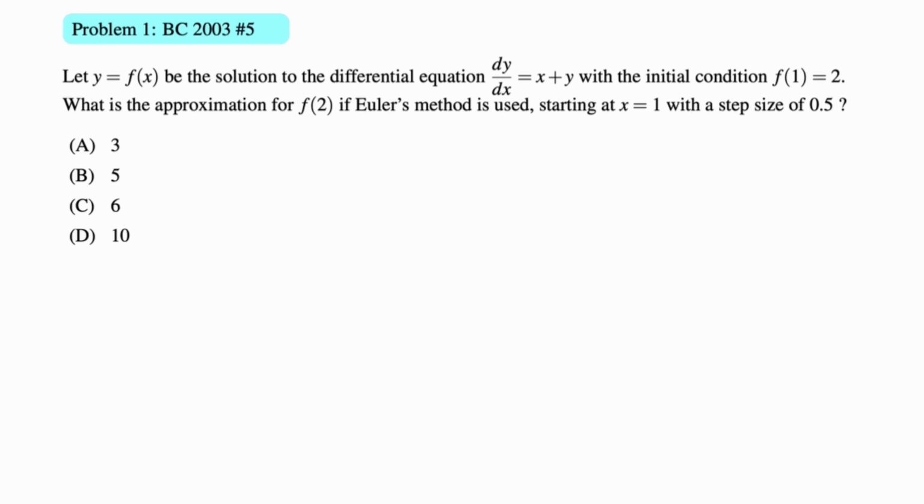Let y be the solution to the differential equation dy/dx equals x plus y with the initial condition f of 1 equals 2. What is the approximation for f of 2 if Euler's method is used starting at x equals 1 with a step size of 0.5? So every Euler's method problem, I set up this table.